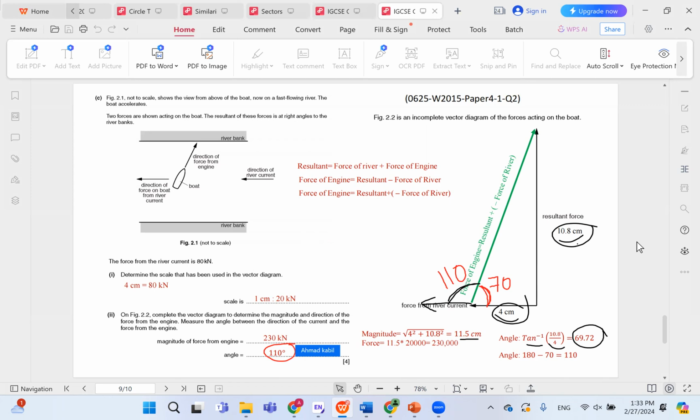As for the magnitude of the resultant, we have to reconvert it back using the scale we found in part I. So if 1 centimeter corresponds to 20 kilonewton, then 11.5 would correspond to x, and we would cross multiply. We would get 11.5 multiplied by 20,000 because it's kilonewtons. And the result would be 230,000 newtons, or 230 kilonewtons.